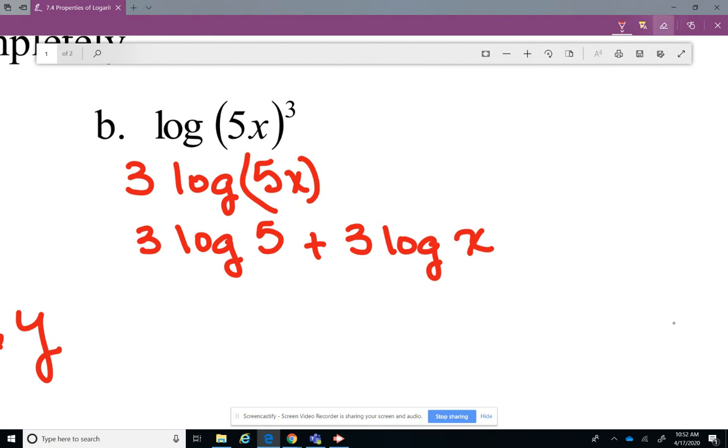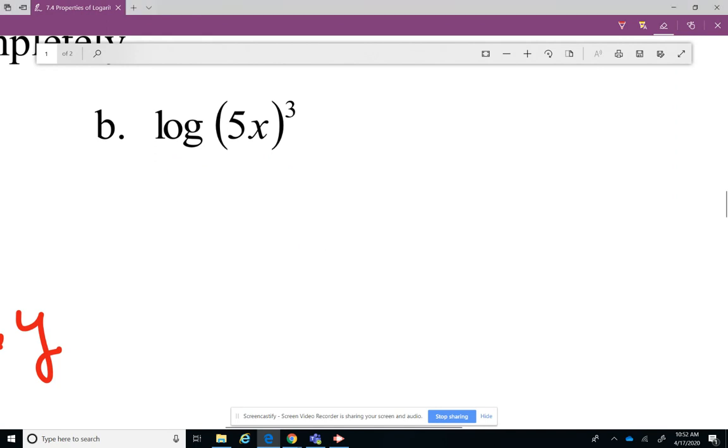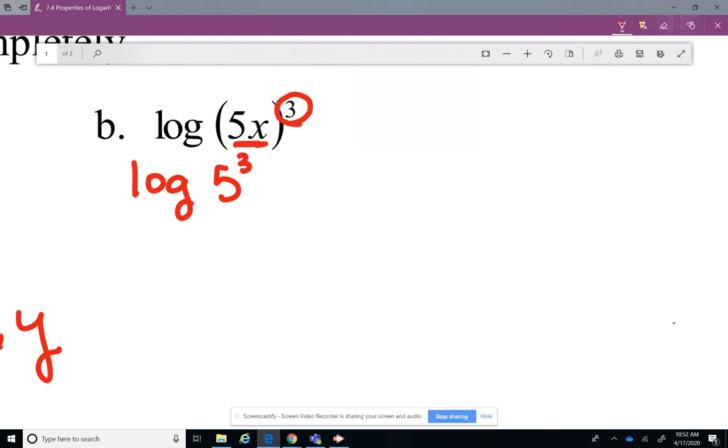I'm going to show you another way, so if you end up doing it this way, you don't feel like you're doing something wrong. We see they're both being multiplied, but they also both have a power. So if I put log base 10 of 5, I have to put it to the third power. This is me not addressing the 3 first. That's the only difference. I'm going to address it last. Since they're being multiplied, plus sign, log base 10 of x to the third power.